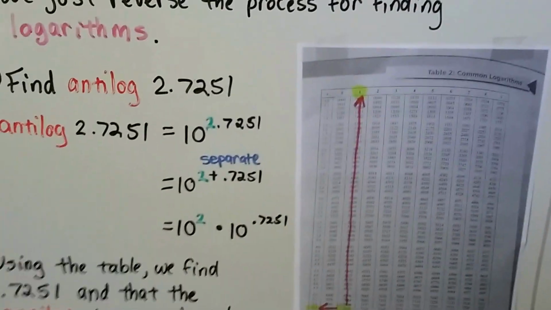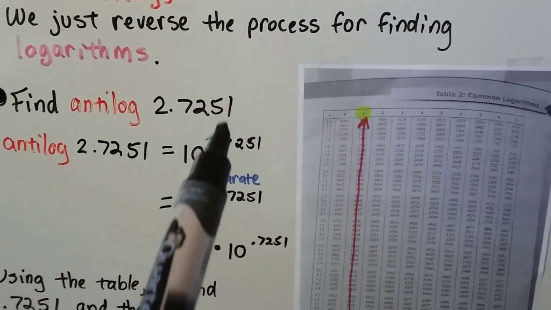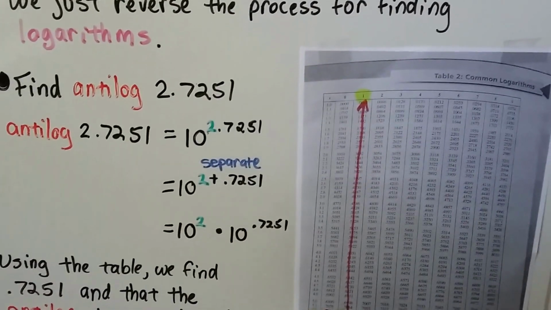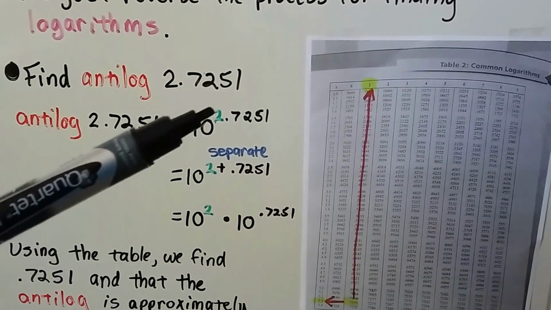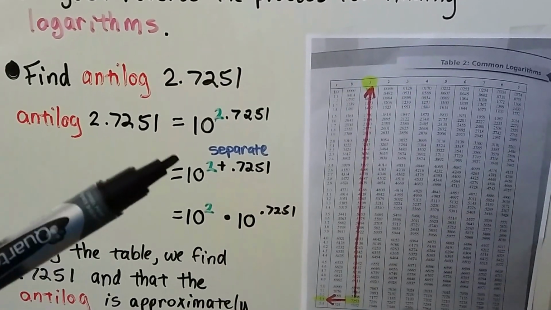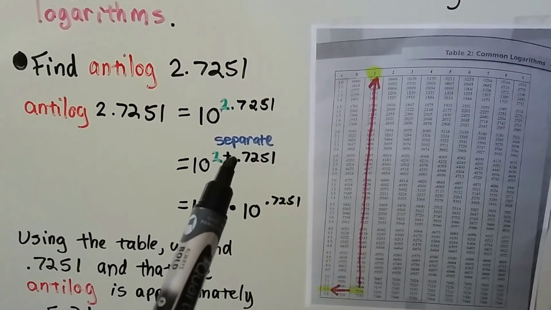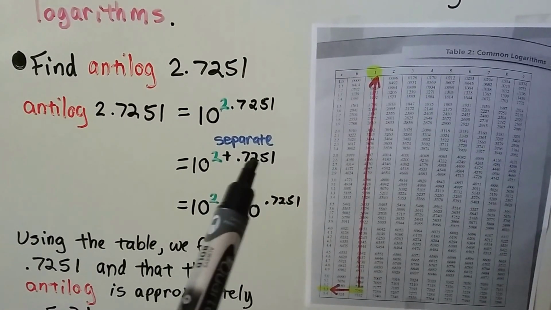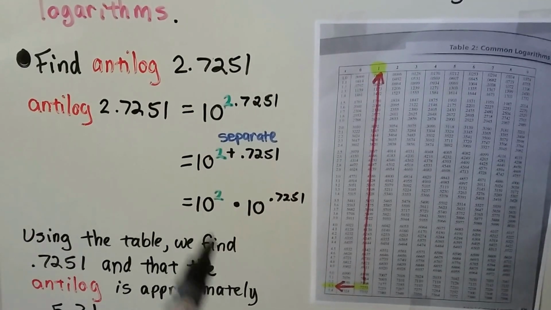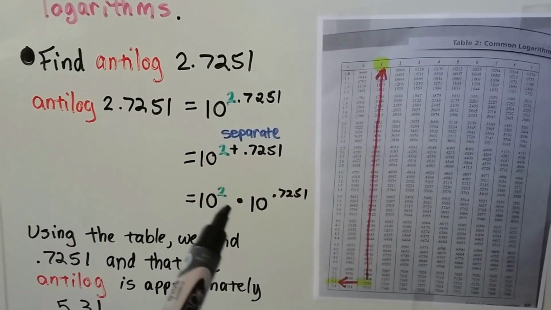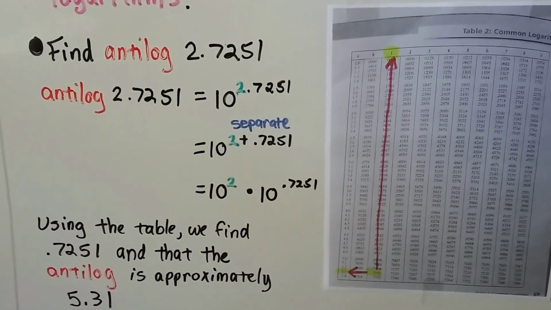So if we want to find the antilog of 2.7251, what we do first is we write it in scientific notation. So we've got 10 to the 2.7251. We separate the 2 away from the decimal point and the 0.7251 on this side, so that's a plus. We can rewrite it as 10 to the second power times 10 to the 0.7251 power.